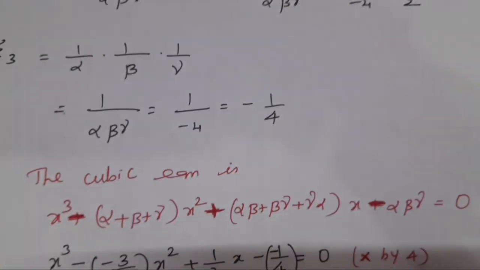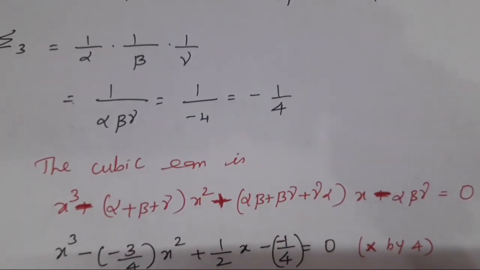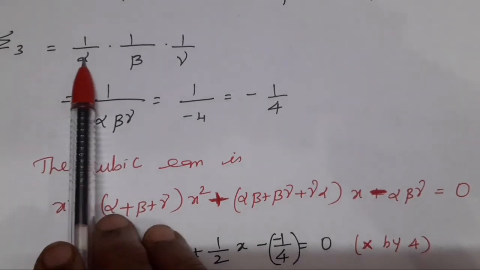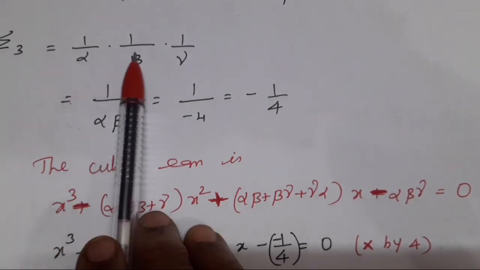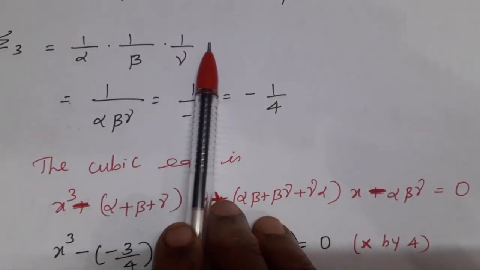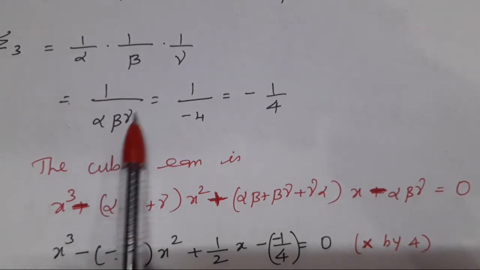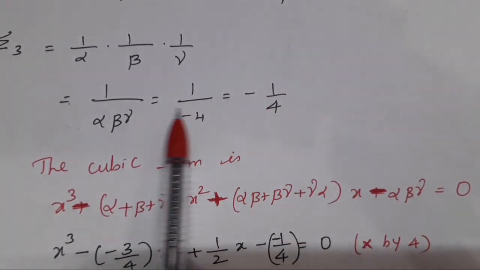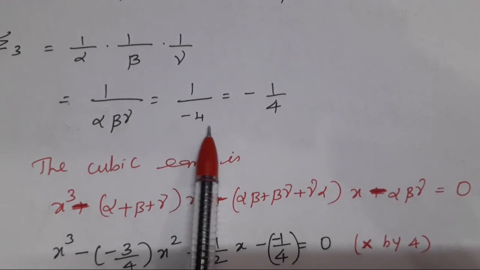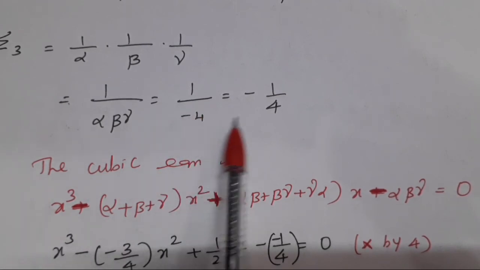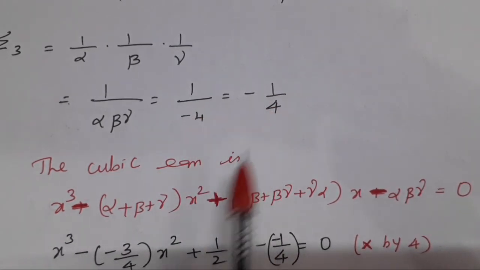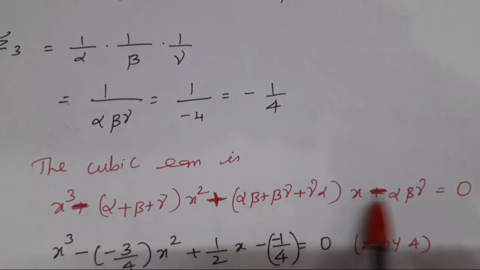Next we go into summation of 3. Summation of 3 is nothing but what? Product of the 3 roots. What are the roots? As per the given question, 1 by alpha, 1 by beta, 1 by gamma. Multiply the 3 roots, we get 1 by alpha beta gamma. We remember the result. 1 by alpha beta gamma is nothing but what? Minus 4. Already we found out. So substitute the value: minus 1 by 4. So we get summation of 1, summation of 2, summation of 3.